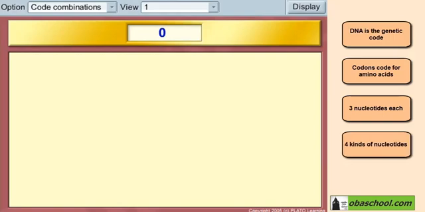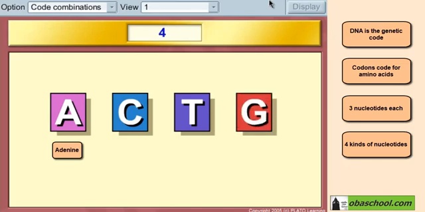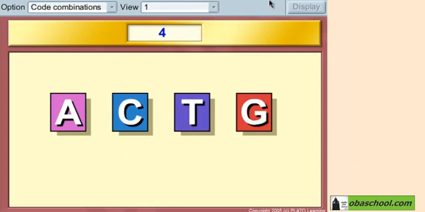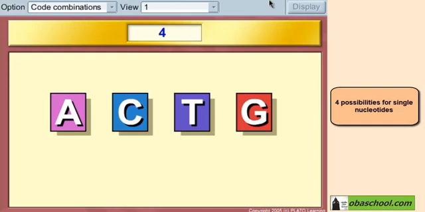We have nucleotides including adenine, nucleotides including cytosine, those that include thymine, and those that have guanine as a nitrogenous base. So, if we are going to make the combination that includes 1 nucleotide, we have 4 different possibilities.